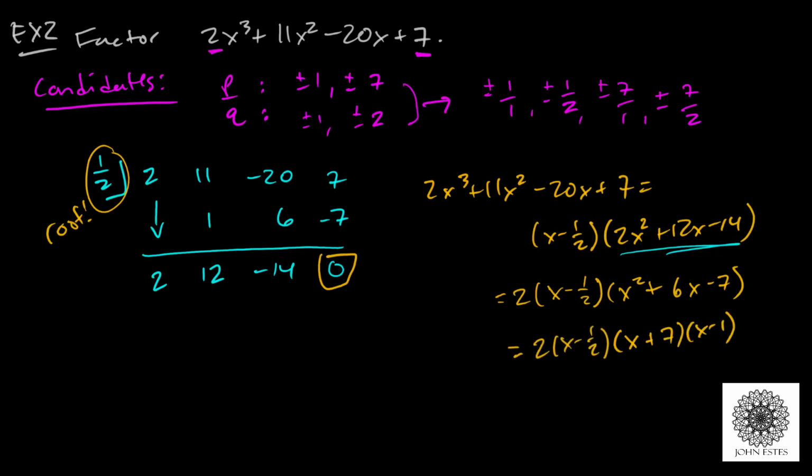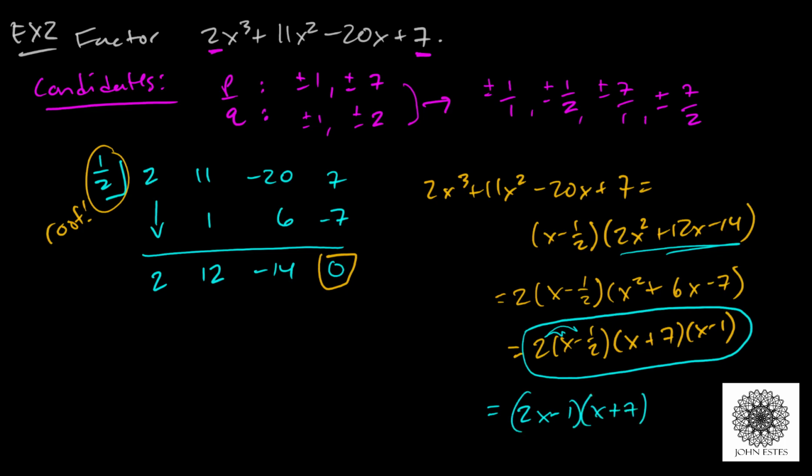It's factored. Now, commonly, you wouldn't write 2 times all this, especially when there's a half involved. So if you want to clean it up a little bit, you can distribute that 2 there and end up with 2x minus 1 times x plus 7 times x minus 1. But we get the same list of zeros. It's the same thing. Great.